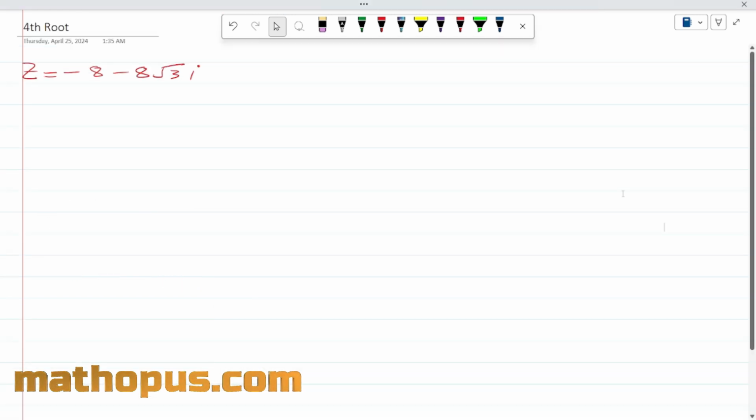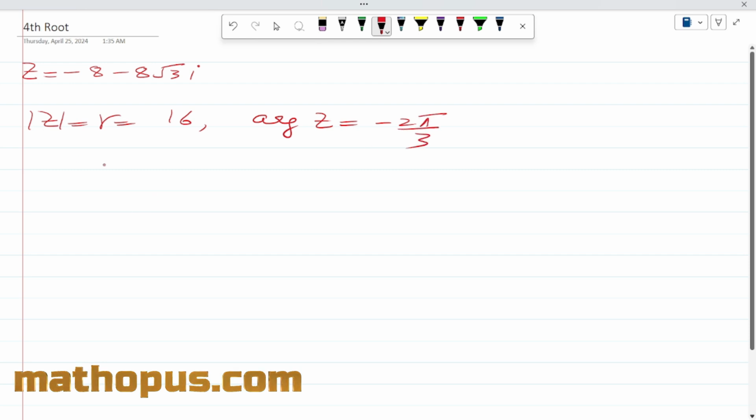Alright, now let's find out the fourth root of a complex number. For that matter, let's take an example: minus 8 square root 3 iota. Let's find out its modulus, its length. It is going to be 64, and then taking the square root, we have 16. You know how to find the argument, so I'm writing directly. Its argument is minus 2 pi over 3.